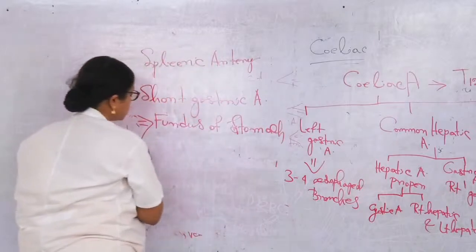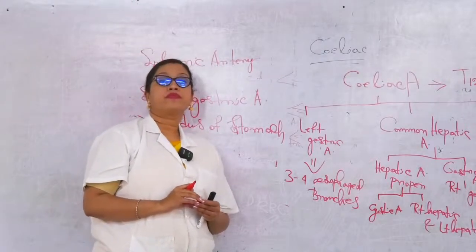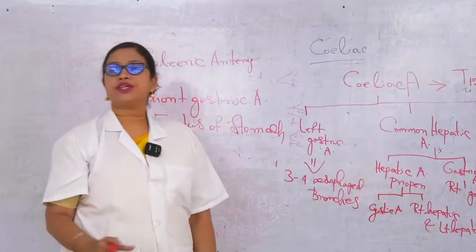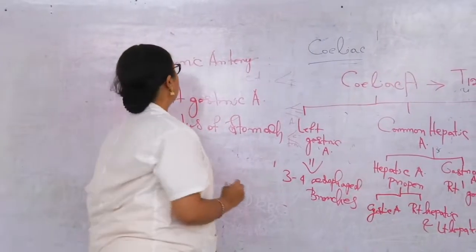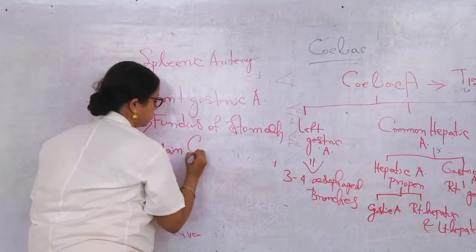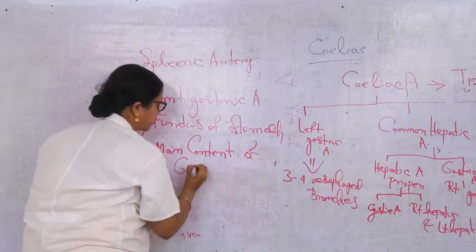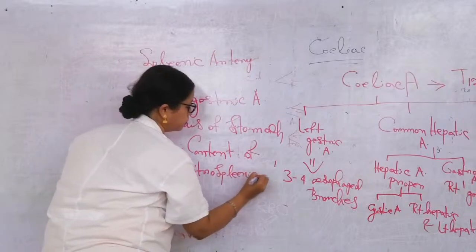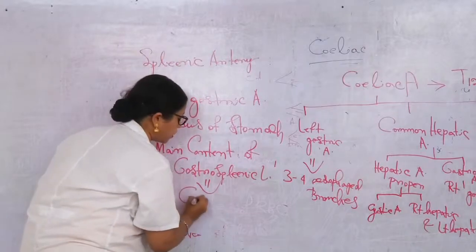Okay, and another one, what ligament did I tell? Gastrosplenic. Okay, so write it down. In the gastrosplenic ligament, which curvature will you get, do you know? Gastrosplenic কোন curvature? Okay, greater curvature. So it is the main content of the gastrosplenic ligament. Okay, and where is it found? Greater curvature. Okay, it is found on the greater curvature.